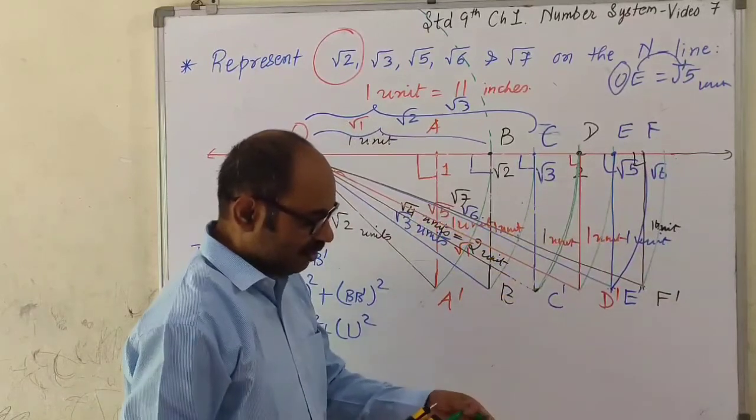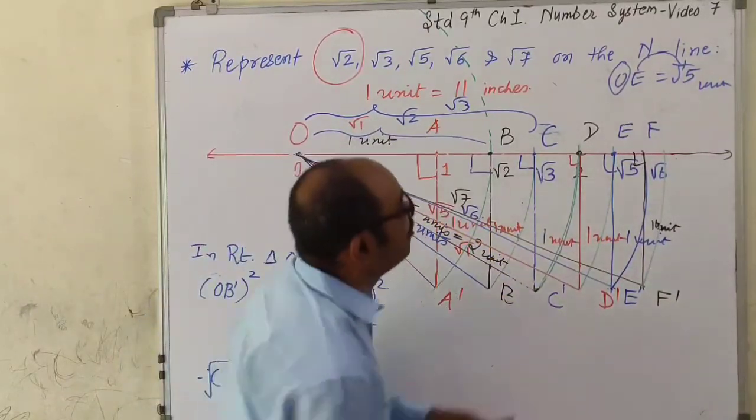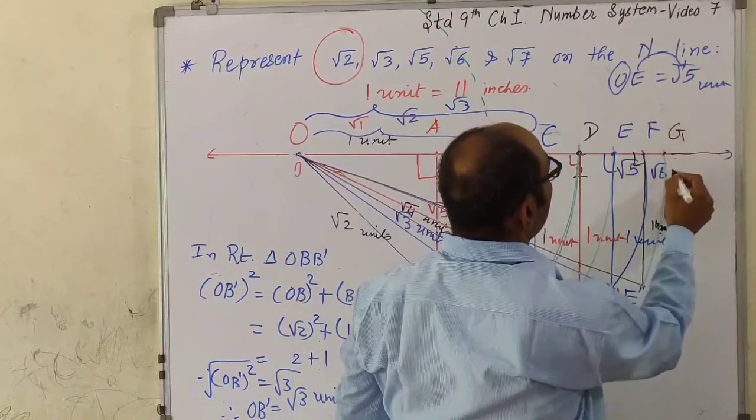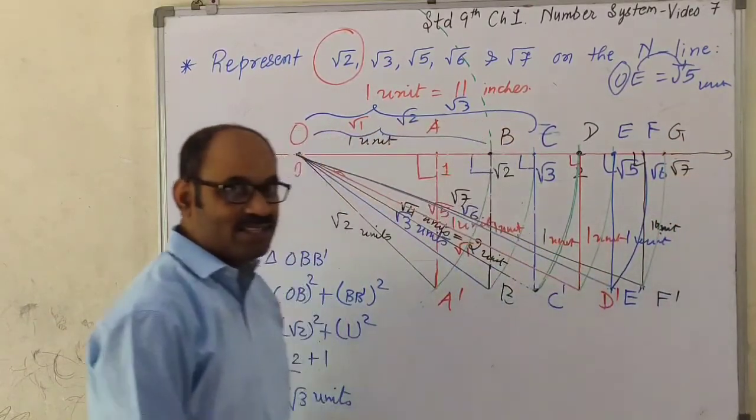Got it, children? All right. This is the new point, and this point is G, and it corresponds to √7.